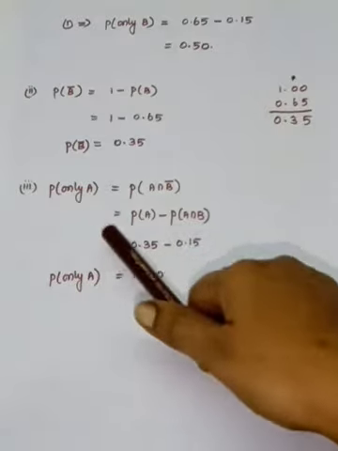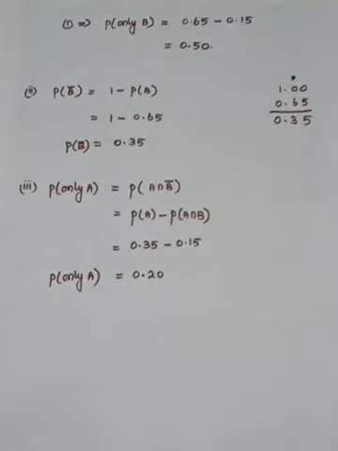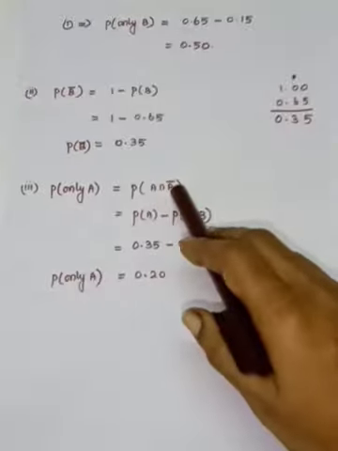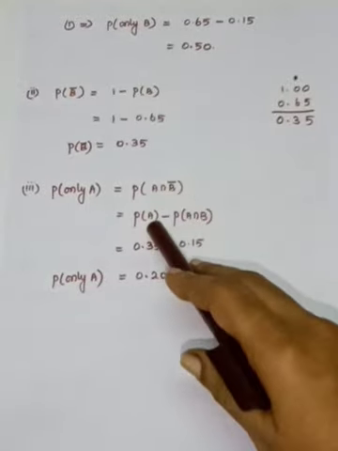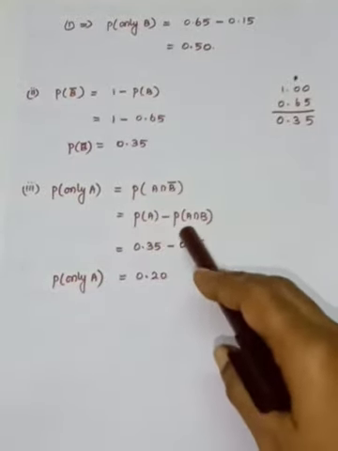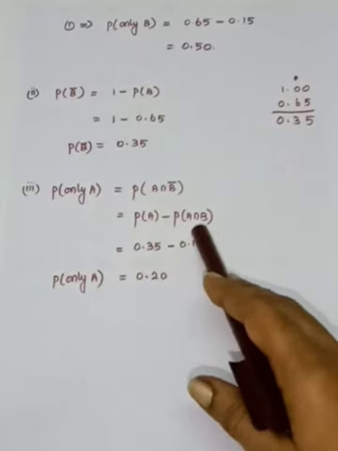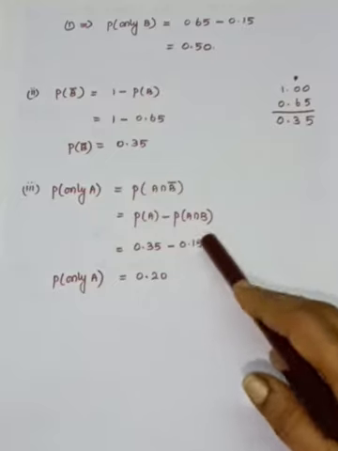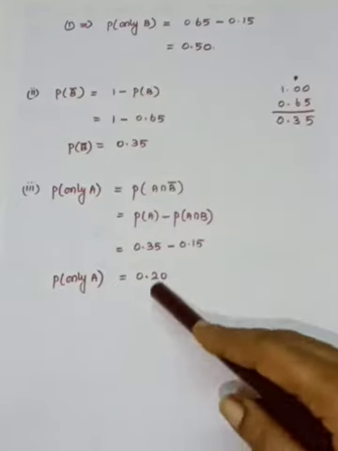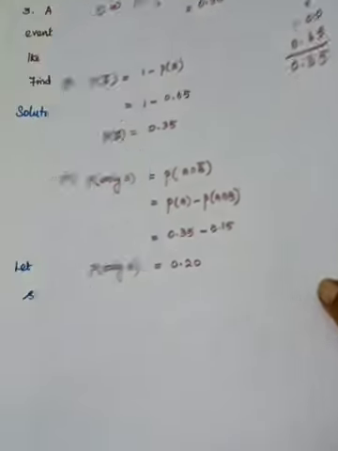And P of only A alone, no B, can be written as P of A intersection B bar. So P of A intersection B bar can be written as P of A minus P of A intersection B. So P of A is given, that is 0.35, and P of A intersection B is also given, that is 0.15. If you subtract, your answer is 0.20.